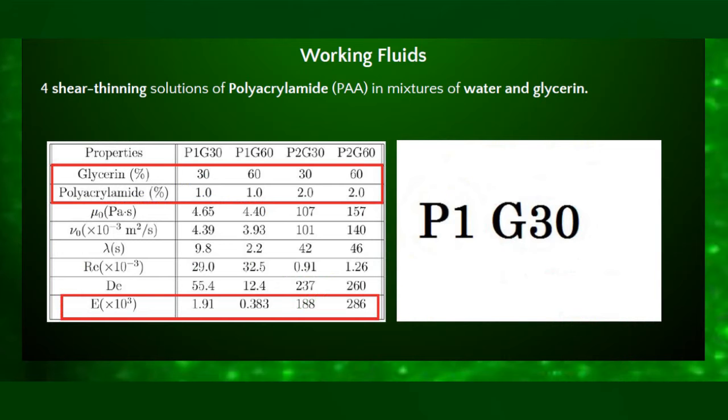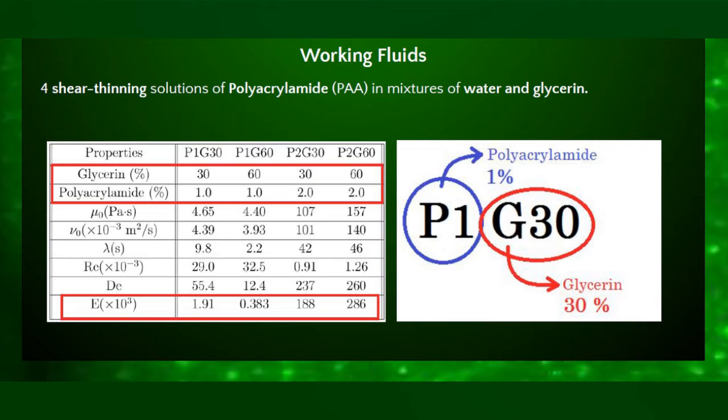The working fluids were 4 shear thinning solutions of polyacrylamide in mixtures of water and glycerin. I will be referring to the fluids by the amount of polyacrylamide and glycerin content. P1G30 means 1% polyacrylamide added to a solution with 30% glycerin.